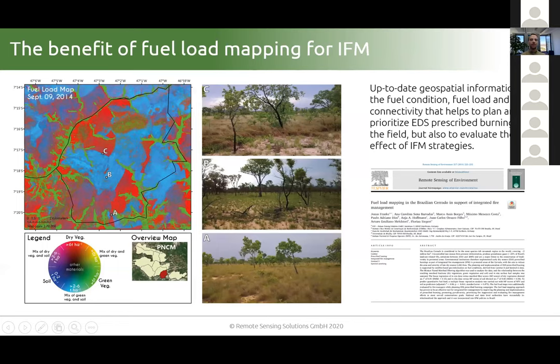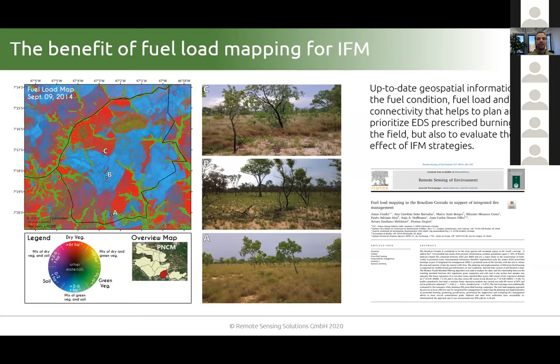The benefit of the fuel load maps, I don't go into the methodological details here. There's a paper on it. If you need some details, I'm happy to share the paper with you. But the main benefit of this fuel load mapping approach for integrated fire management was that there is up-to-date geospatial information on the fuel condition, fuel load, and also fuel connectivity that helps to plan and prioritize the early dry season prescribed burning in the field, but also to evaluate the effects of the IFM strategies.